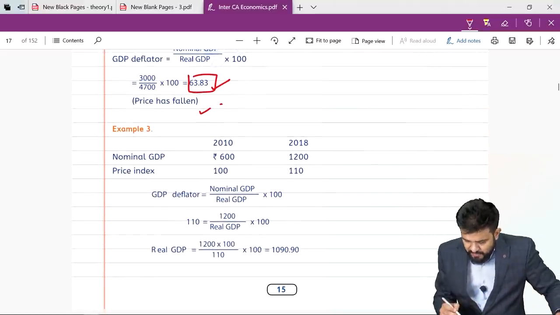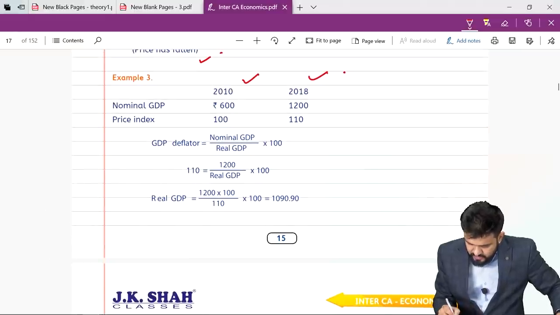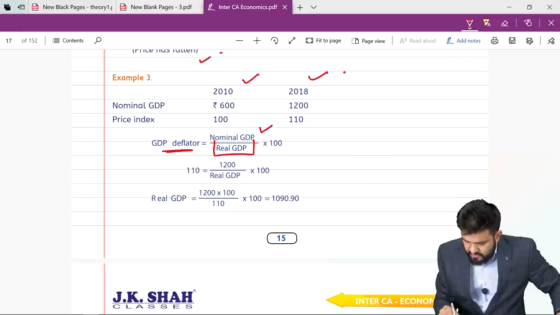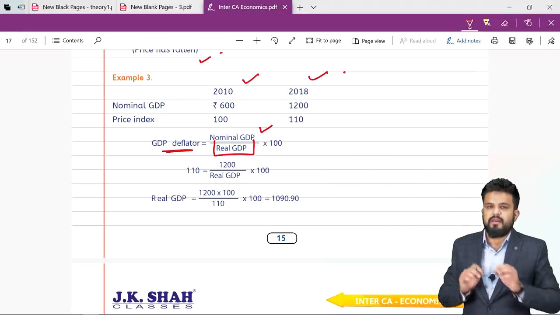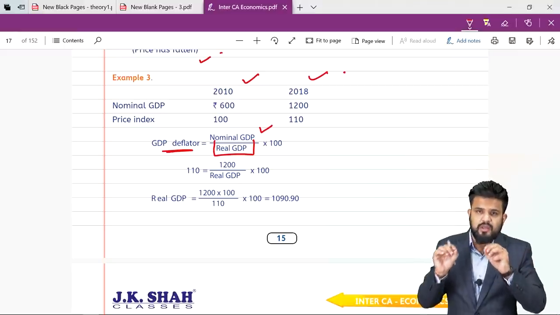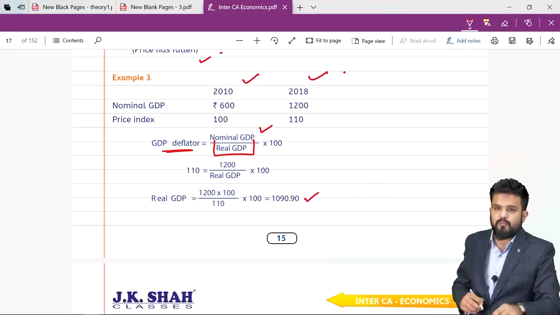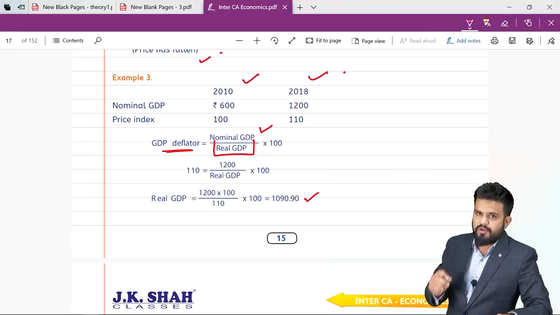In the next example, you can find GDP deflator, price index, 2010-18, everything is given. For 2018, we have calculated. Deflator is given, nominal GDP is given. We are supposed to find real GDP. Very simple, basic mathematics. Just substitute, multiply, divide, you get the answer. So 1090.90 is your real GDP.